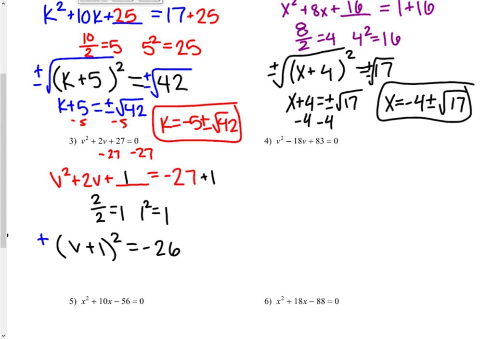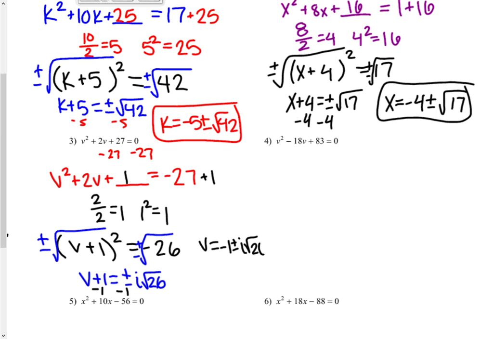Use the square root method. Don't forget the plus and minus. So v plus 1 equals plus or minus the square root of negative 26. We cannot have the negative underneath the square root, so I'm going to pull it out with the i, the square root of 26. 26 can also not be simplified, so I'm going to subtract 1 from both sides. They aren't like terms, so v equals negative 1 plus or minus i square root of 26.